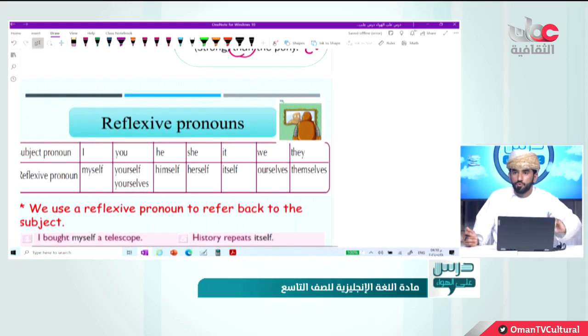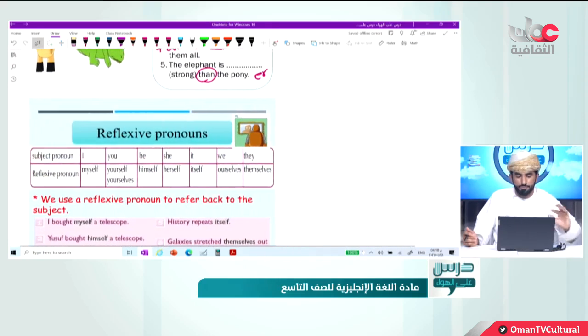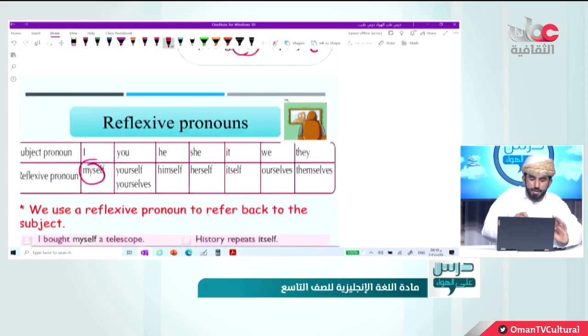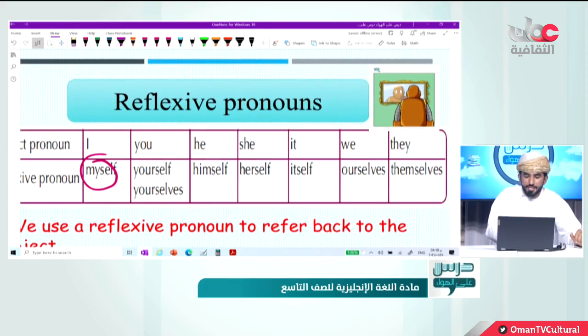We have to go through reflexive pronouns. Do you remember the possessive adjectives, possessive pronouns, and all of those things? Today we're going to learn something else about reflexive pronouns. Very simple. You don't have to complicate yourself. Subject pronouns, we said there are 7 pronouns in English: I, you, he, she, it, we, they. The reflexive pronoun of I is myself. The reflexive pronoun of you is yourself or yourselves.